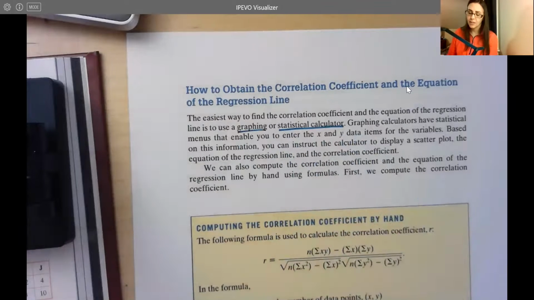Graphing calculators have statistical menus that actually allow you to enter X and Y data. They let you graph scatter plots. They even let you find that R value and will compute it for you very, very quickly. So normally this is something that we would do using technology. We can do it by hand though.